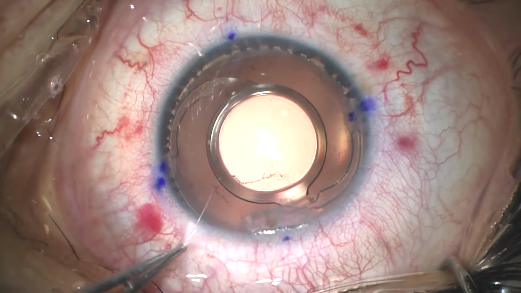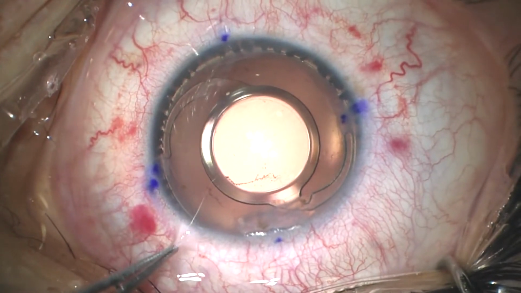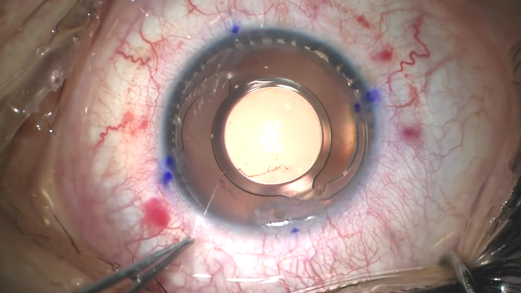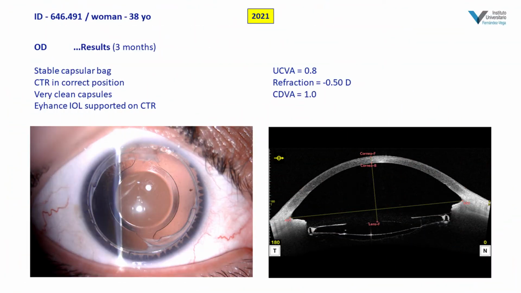At the end of the surgery, a completely clean capsular bag and the lens haptics resting on the capsular tension ring can be seen. Three months after surgery, we have a stable capsular bag, very clean capsules, and the lens haptics supported on the capsular tension ring. The anterior segment OCT shows the correct position of the lens-bag complex. At this time, the BCVA was 1.0.